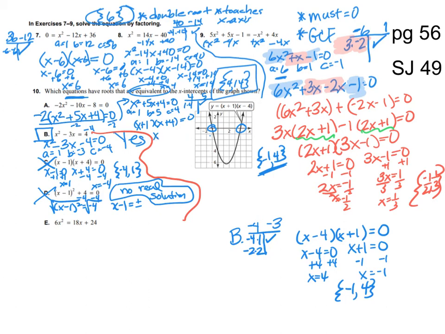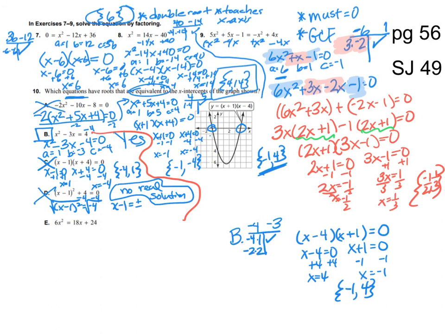Now I can do the zero product property. X plus 1 equals 0. X plus 4 equals 0. Subtract 1 from both sides. X is -1. Subtract 4 from both sides. X is -4. Are these solutions equivalent to the solutions you see in the graph shown? No, they aren't equivalent. -1 and -4 are not equivalent to -1 and +4. So letter A is a no.